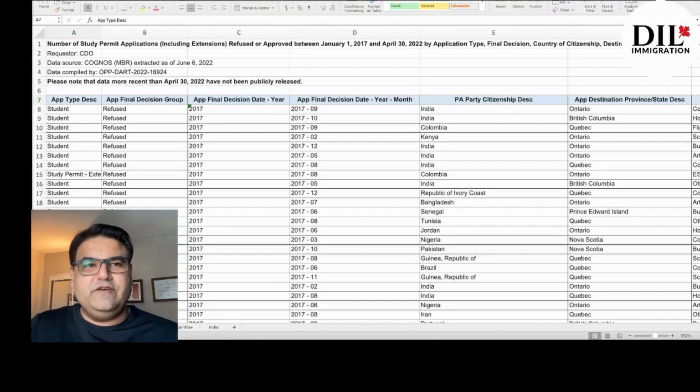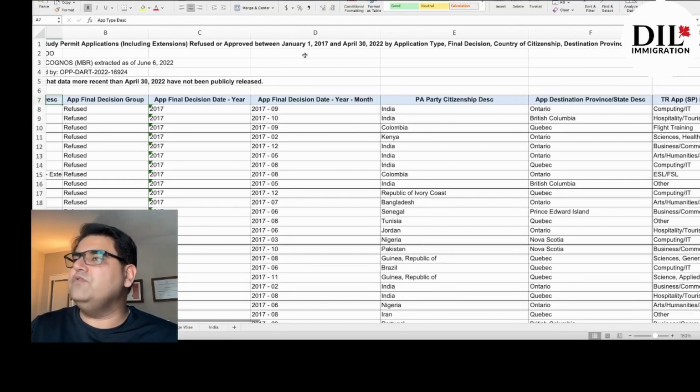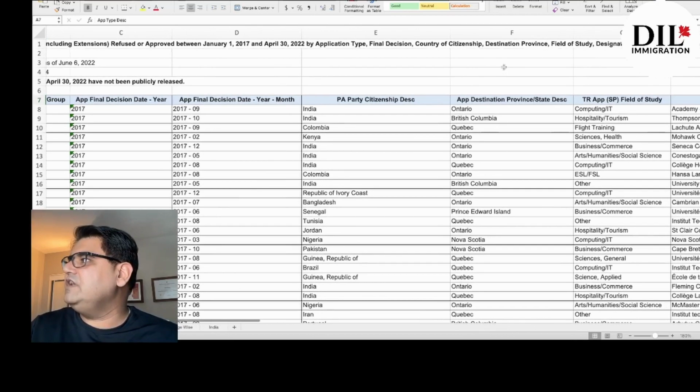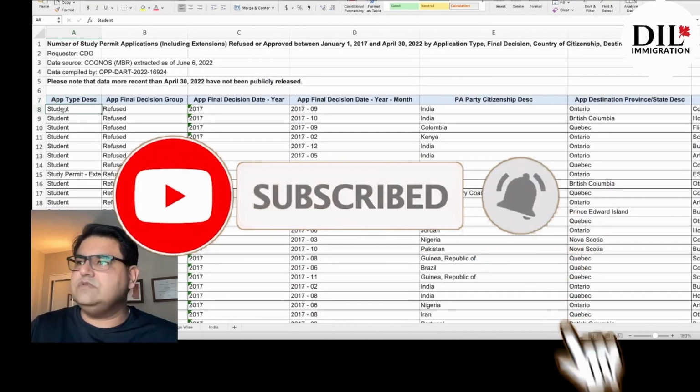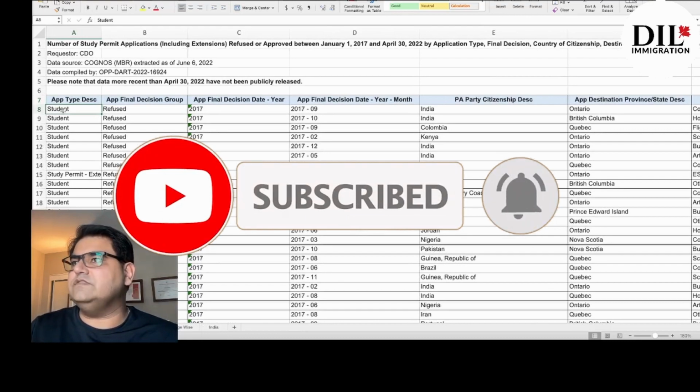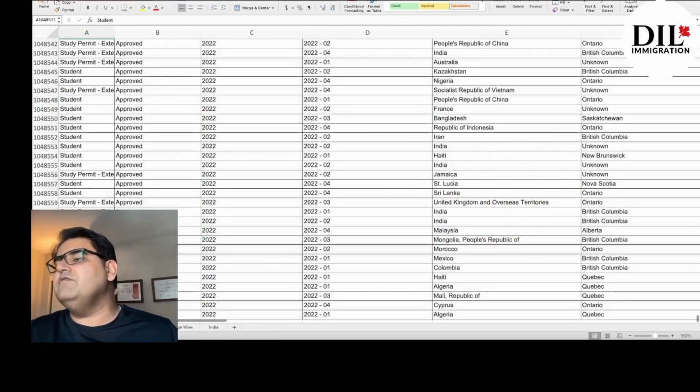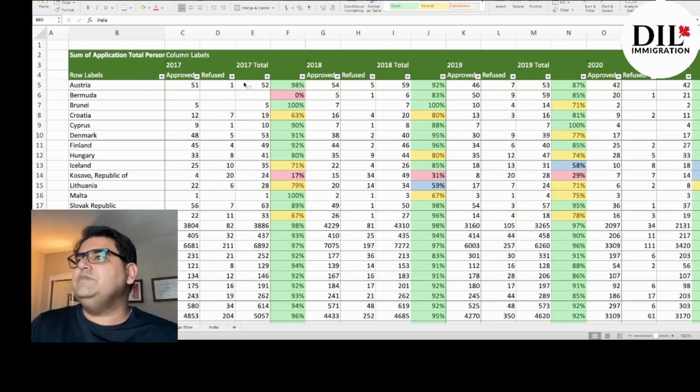To make my point further, I have data for study permit applications which were either refused or approved between 2017 and April of 2022, based on country of citizenship, field of study, DLI, and so on. It was more than a million records, and I analyzed it. Let me show you the analyzed data.